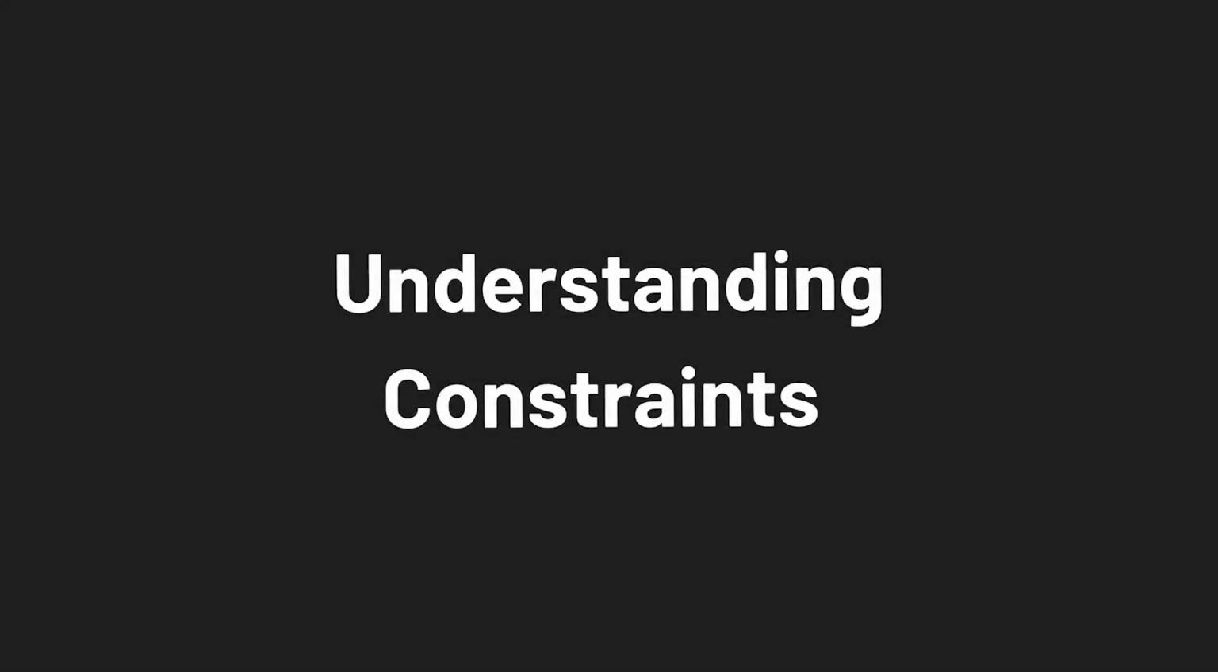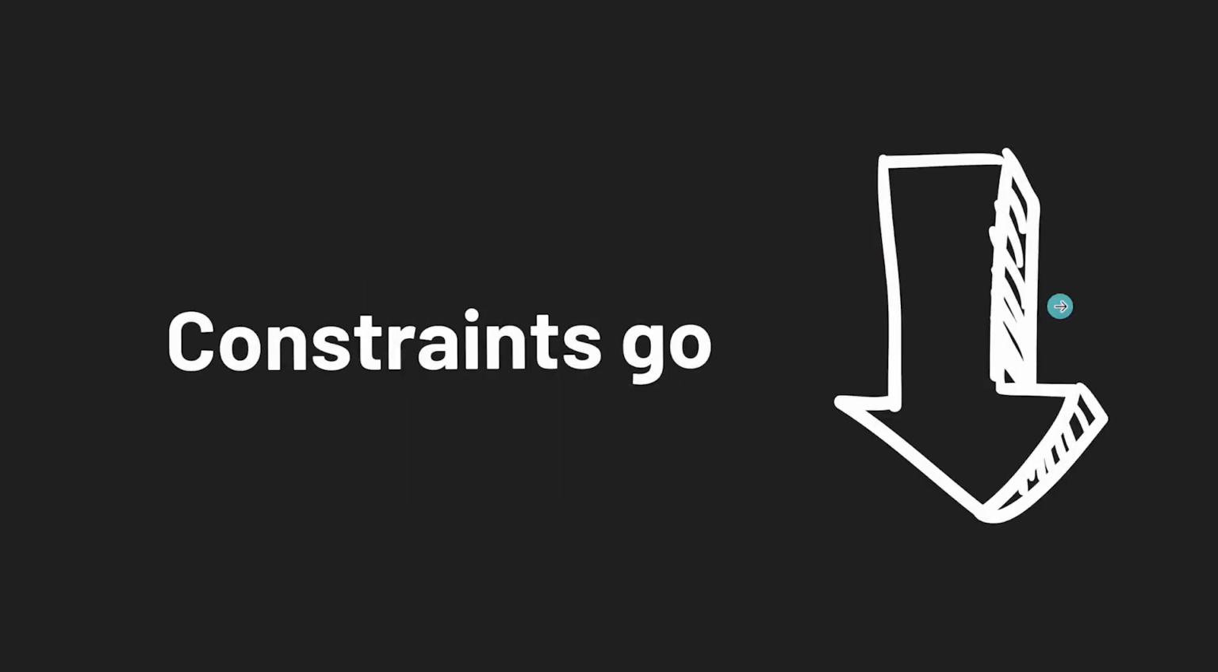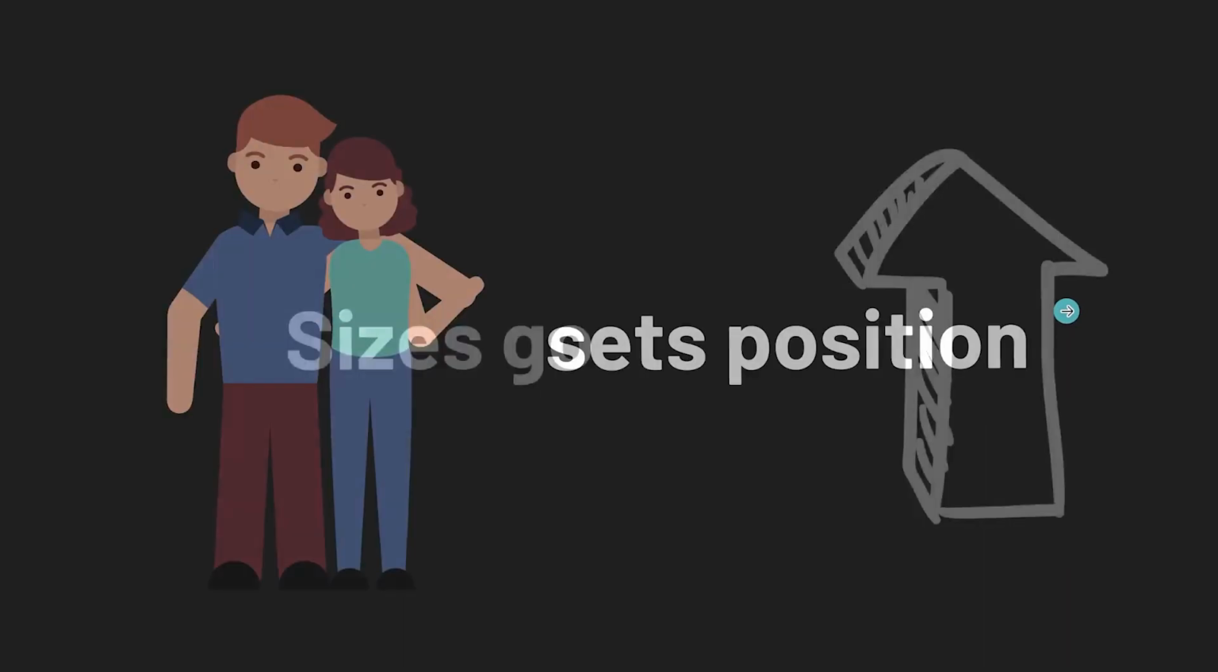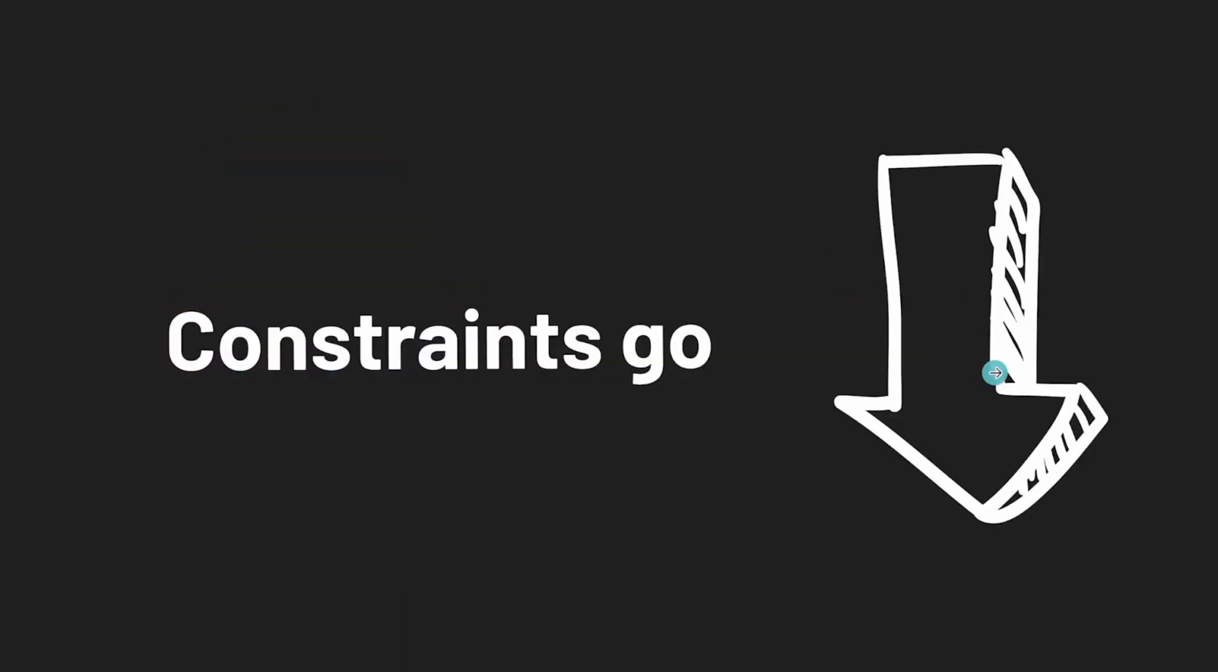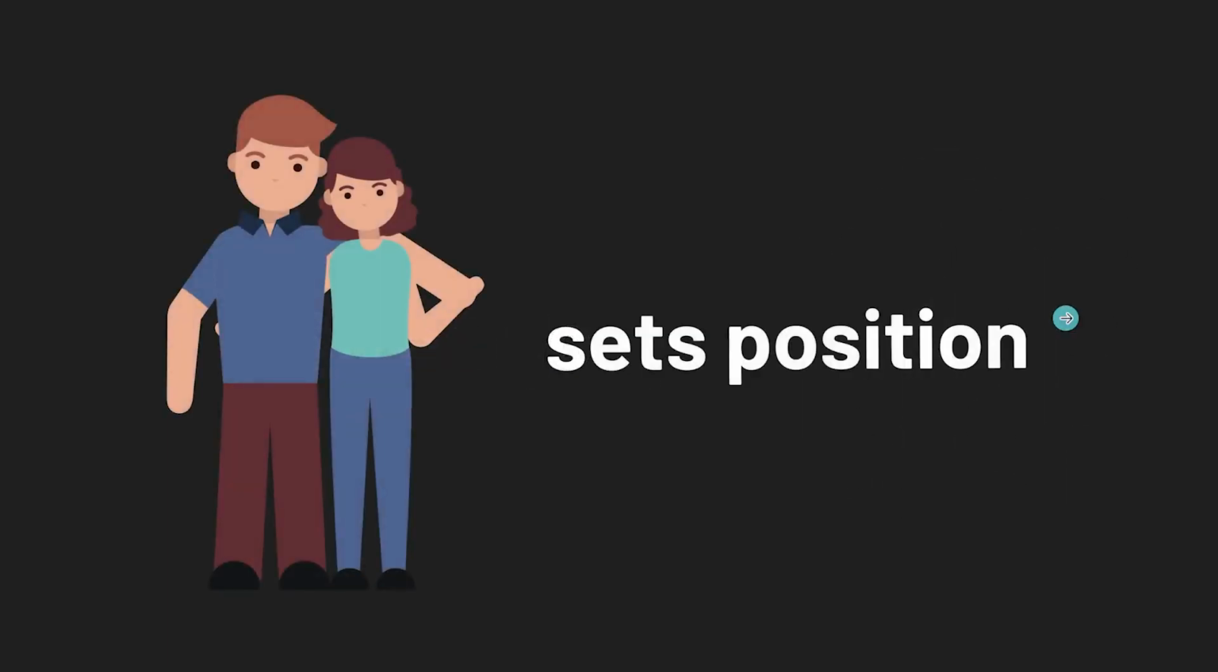So next, move on to understanding constraints. When you're dealing with layouts, there's a mantra that the Flutter team wants you to remember. It's constraints go down, sizes go up, parent sets the position. Now let's repeat it together. Constraints go down, sizes go up, parent sets the position.